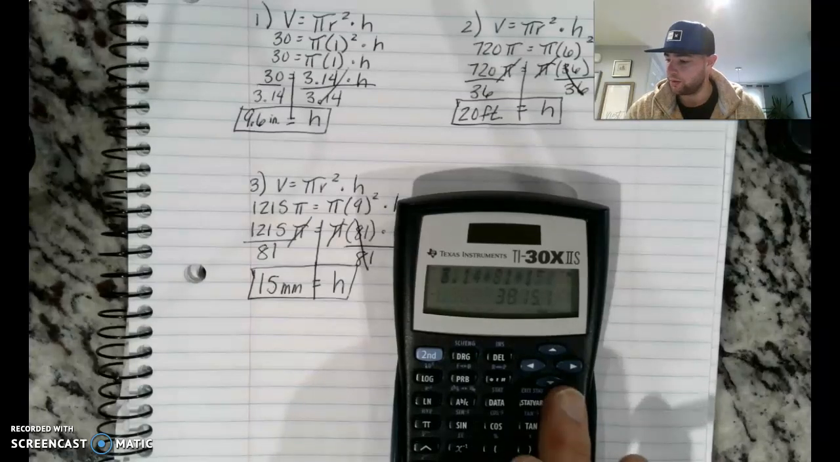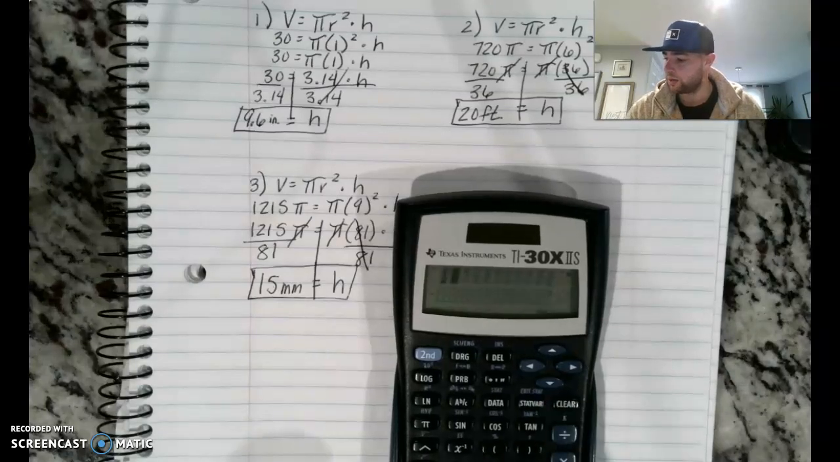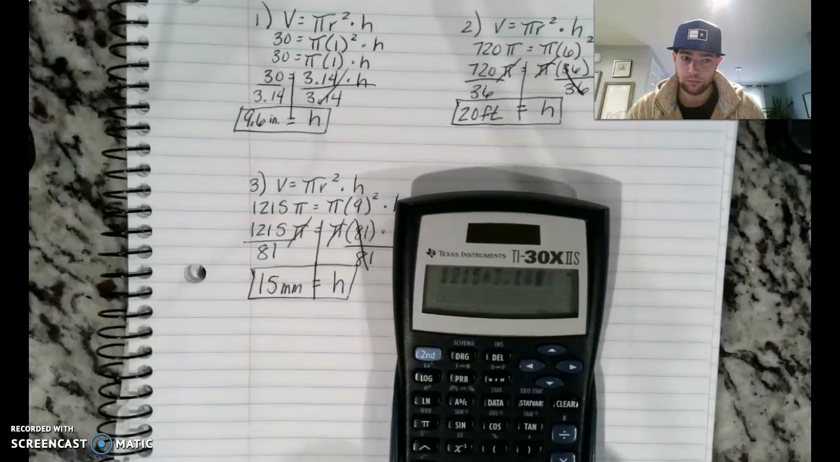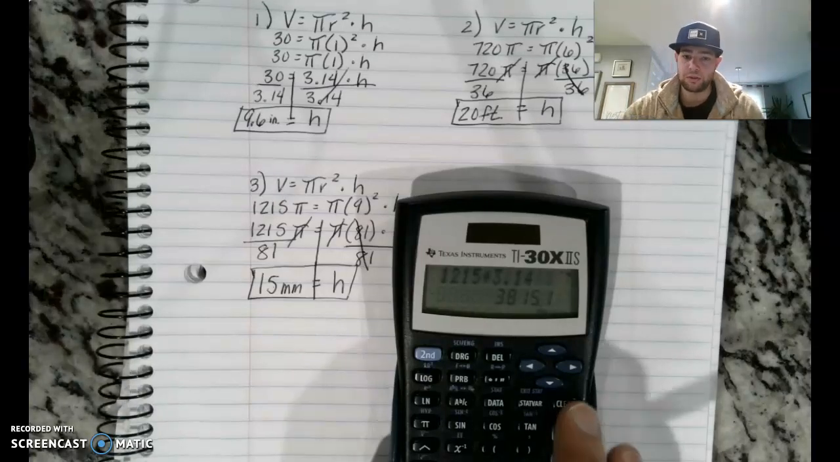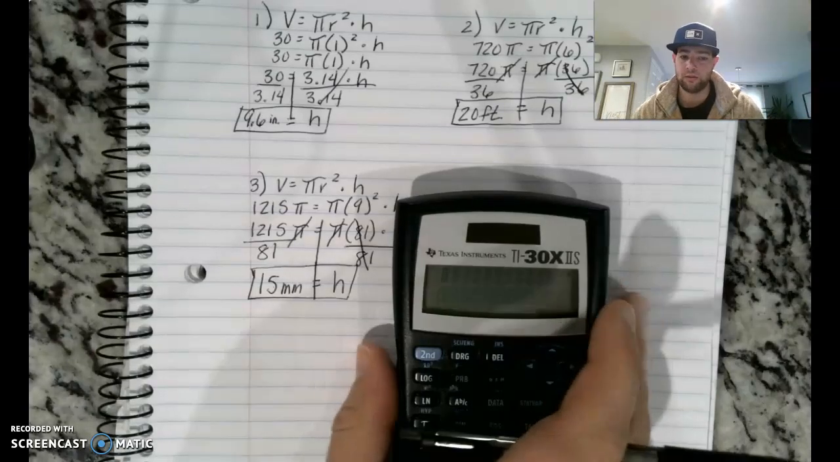So 1,215 times 3.14 gives us what we're looking for, 3,815.1. So just a quick way to check to make sure that you have the right answer. You can always substitute your dimension back in and make sure you get the correct volume.